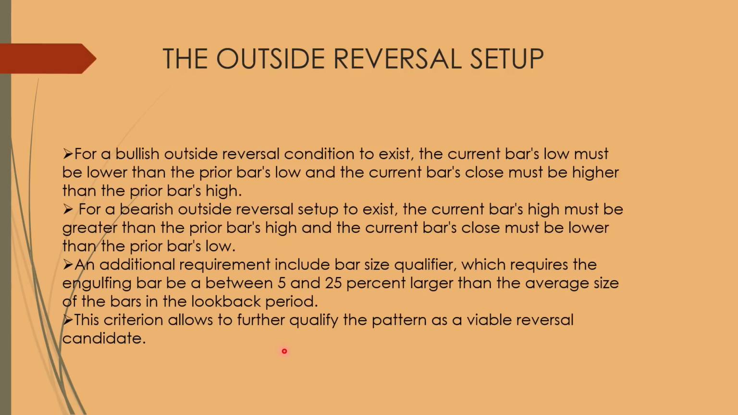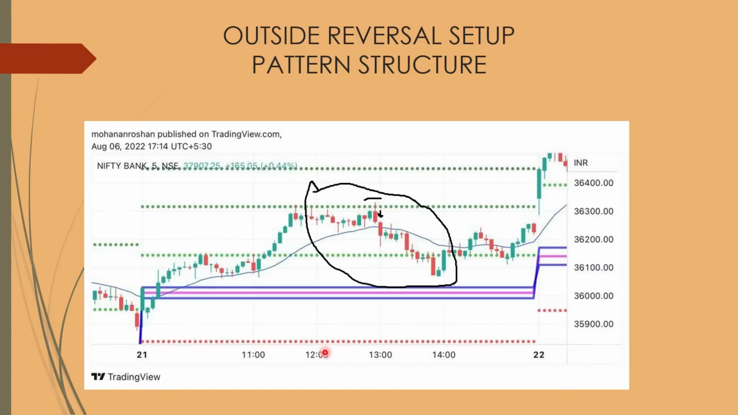An additional requirement includes a bar size qualifier, which requires the engulfing bar to be between 5 and 25% larger than the average size of the bars in the lookback period. This criterion allows us to further qualify the pattern as a viable reversal candidate. This one is a bearish engulfing bar or outside reversal setup, a bearish outside reversal setup.